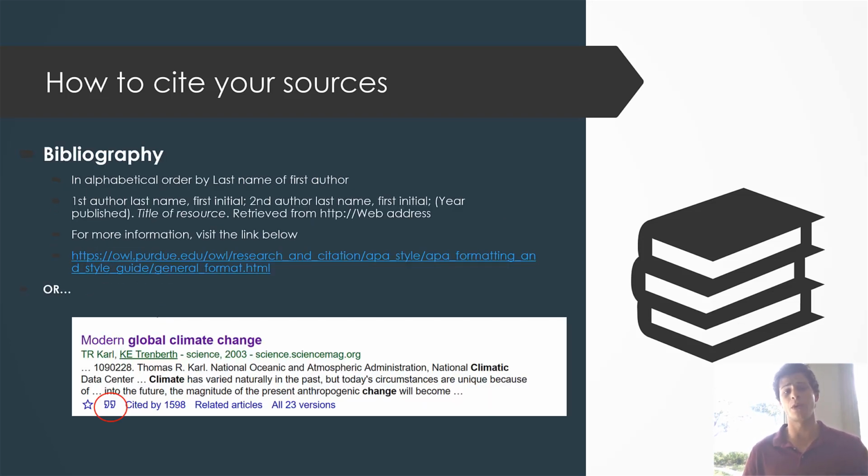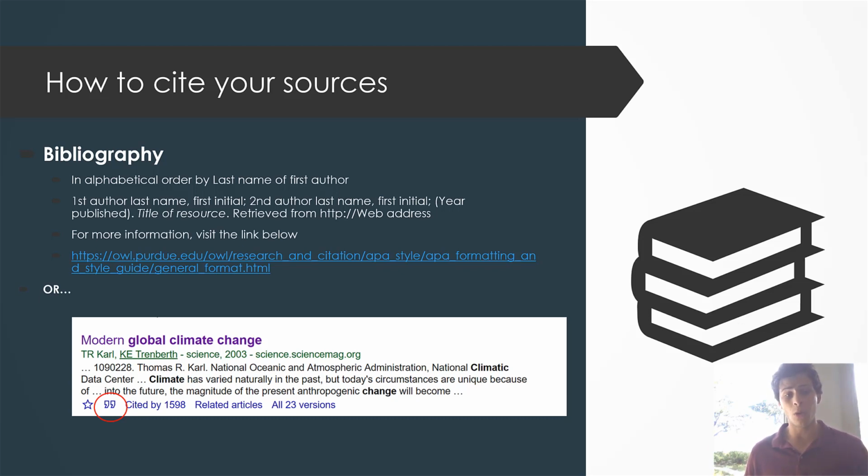Moving forward, you're also going to need to include this citation in your bibliography. Now, there is a very finicky process to add a citation if you're using a bibliography, specifically with APA format. You can go through that. It's going to be first author, last name, first initial, the second author, etc., all the way down to however many authors you have, the year published, the title of the resource, and then where it was retrieved from.